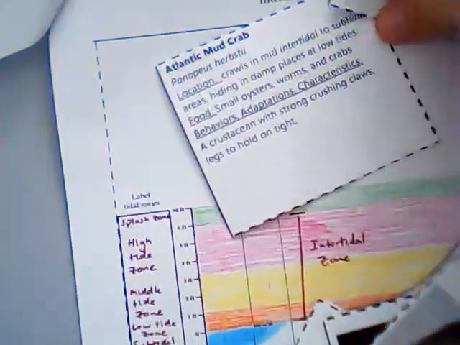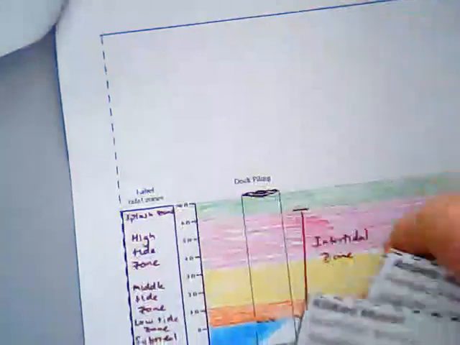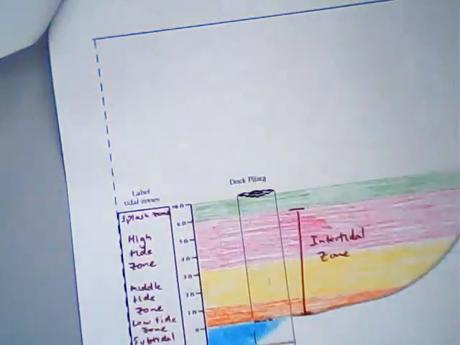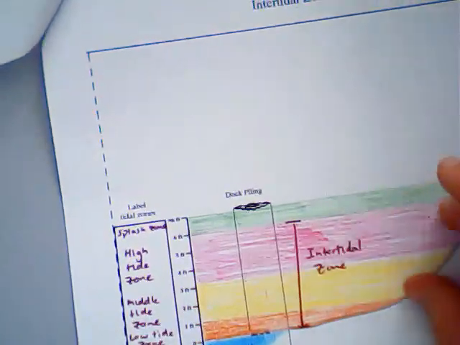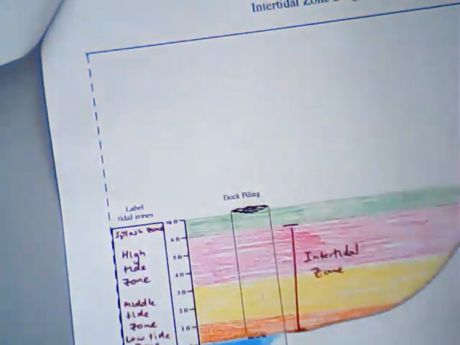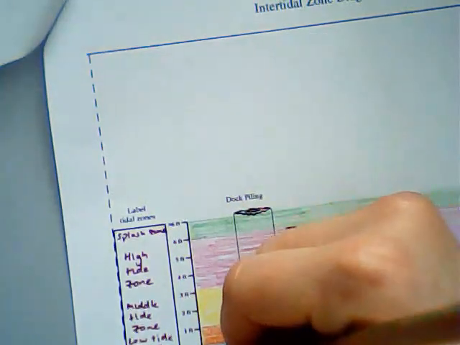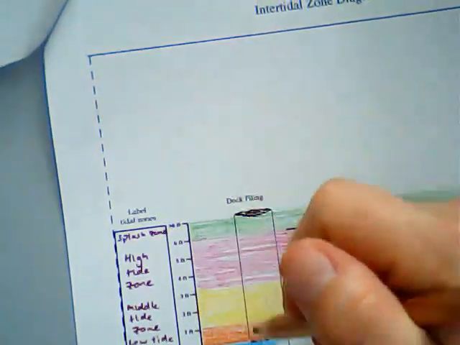And then I'm going through and doing the same thing for all of them. When I'm done, I'm going to try and place them here where I think they would live. If I think they need to live more in the open space, I can put them there. If I believe that they need something hard to attach to, well, that's my dock piling. So they have to attach there.